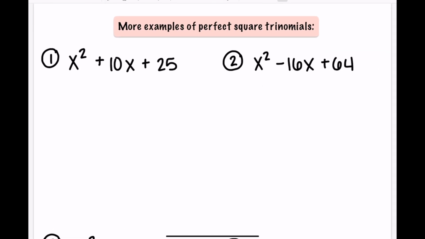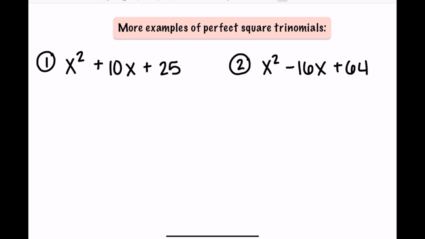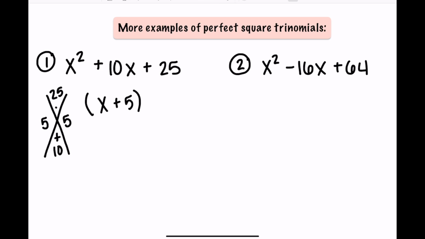All right, let's look at some more examples of perfect square trinomials. The first example, x squared plus 10x plus 25, is a perfect square because when we factor it using the x chart, we would be looking for two numbers that multiply to 25 and add to be 10. So those two numbers would be 5 and 5. So when we write our factors as x plus 5 times x plus 5, since they are identical, we can write x plus 5 squared. That is what makes x squared plus 10x plus 25 a perfect square trinomial.